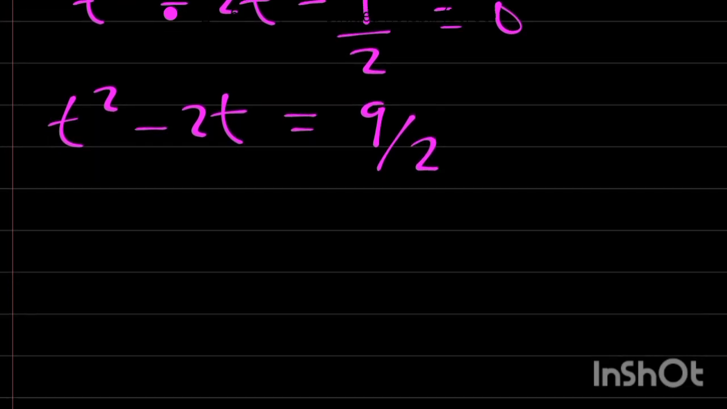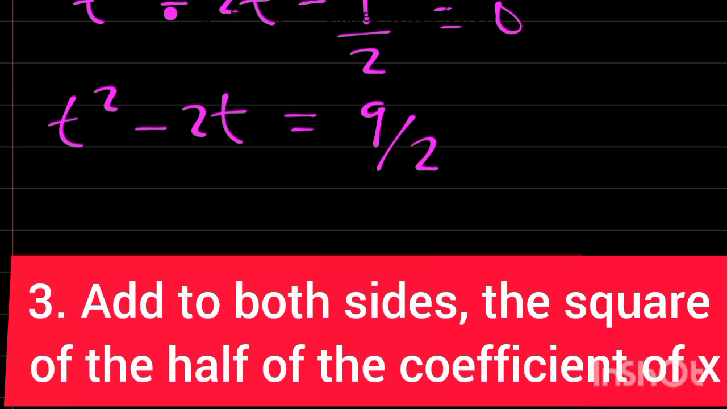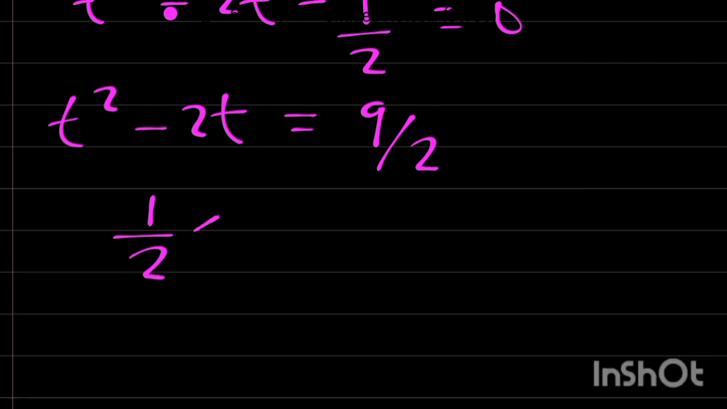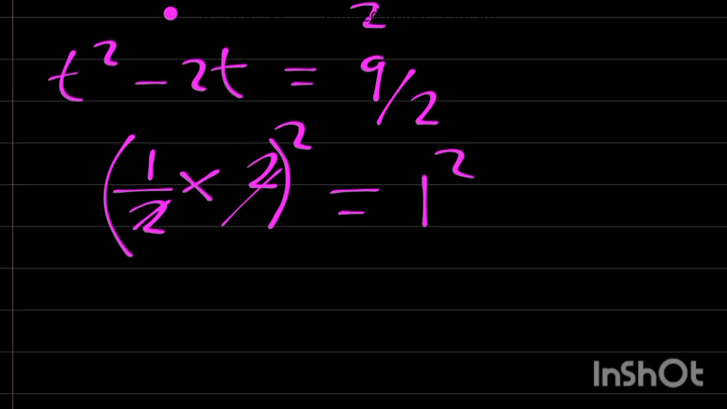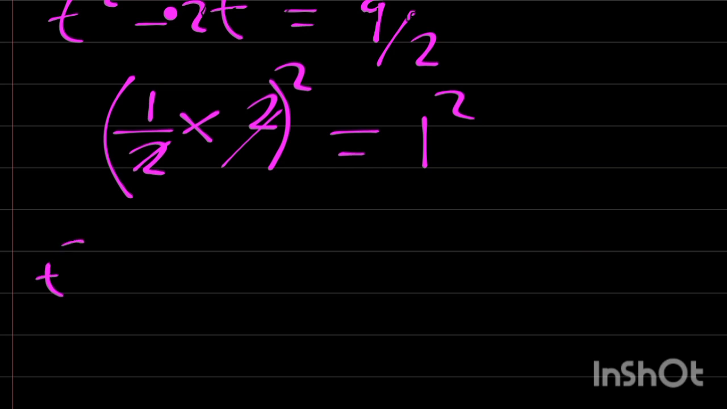Step number 3, add to both sides the square of half of the coefficient of t. What is half of the coefficient of t? 1 over 2 times the coefficient, which is 2. Ignore the minus sign, any sign that is there, because we are still going to square it, then it will disappear. So, half of the coefficient of t, squared, is what we are going to add to both sides. 2 will cancel 2 to give us 1. Then 1 squared is what we are adding to both sides. So we have t squared minus 2t plus 1 squared is equal to 9 over 2 plus 1 squared.